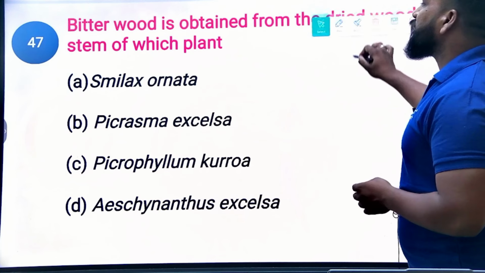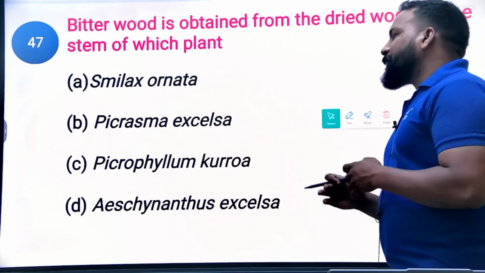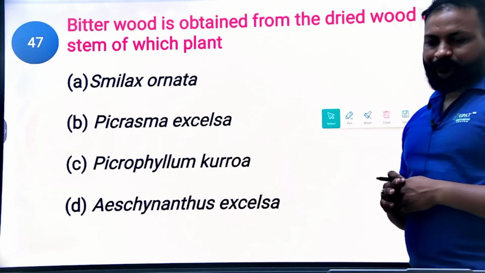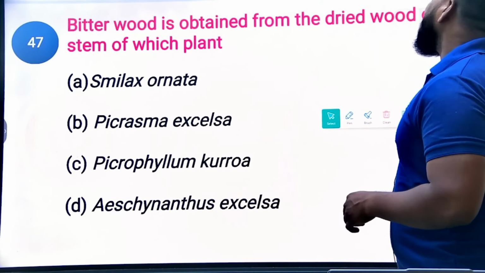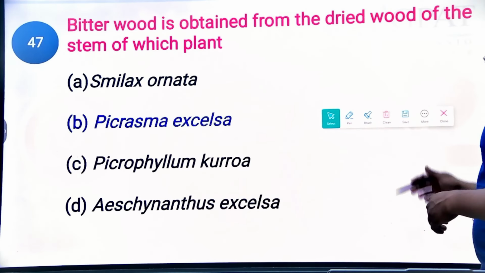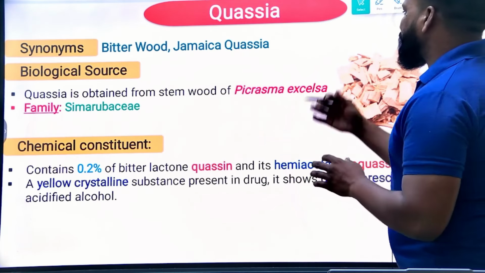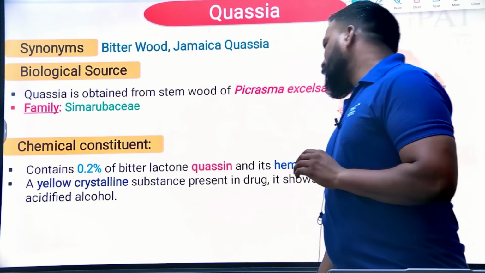Next, bitter wood is obtained from the dried wood of the stem of which plant? Smilax ornata, Ficus excelsa, Picrophyllum currova, and Ascanthus excelsa. So what is the right answer here? The right answer will be undoubtedly Ficus excelsa. Bitter wood, quassia wood or Jamaica wood, is obtained from the Ficus excelsa, Simaroubaceae family.